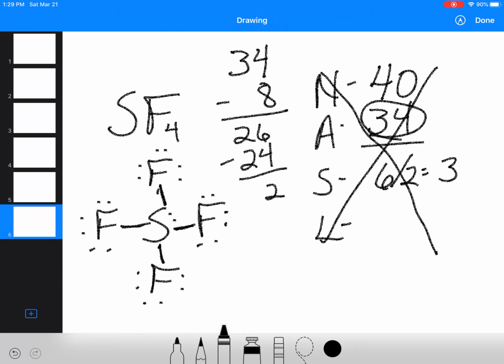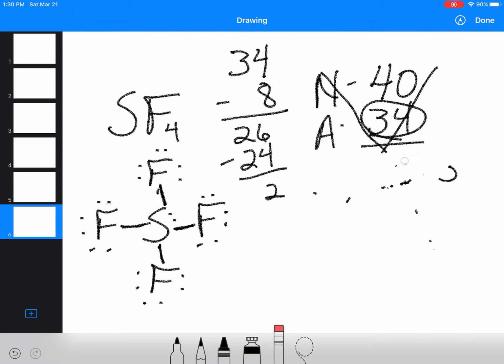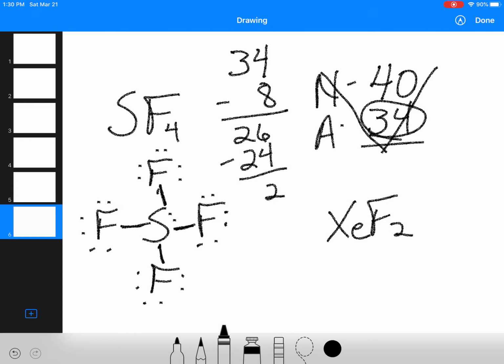Let's do one more just for practice. Let me get this out of the way. Let's try to do xenon difluoride, XeF2. Okay, if you tried to do NASL, you would have, it looks like 3 things following the octet rule. 3 times 8 is 24. 2 fluorines have 7 electrons each. That's 14, plus the xenon has 8. That's 22. Yeah, see? NASL is only going to give you enough, 1 bond.